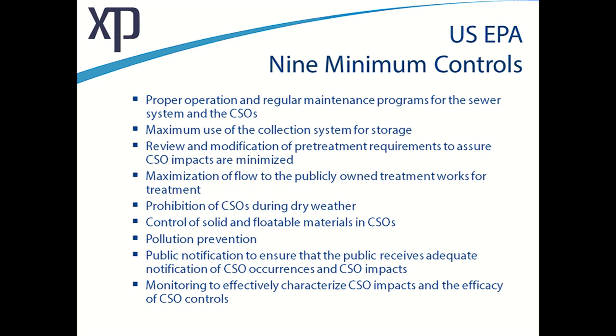And to do this, the US EPA has created what they call 9 minimum controls. Those of you, like I said, who are familiar with combined sewers, you've seen these before, and I'm just going to spend a couple minutes to go through these. First of all, obviously, maintenance of these systems. We want to make sure that there aren't clogs in there that will lead to overflows. We want to make sure that the sewers are cleaned on a periodic basis and that the CSOs are functioning correctly so we don't get combined sewer overflows except during wet weather events.